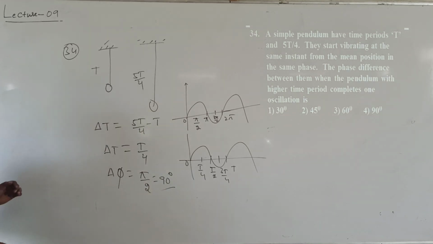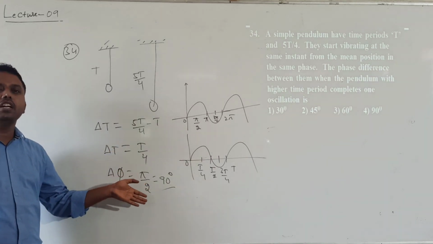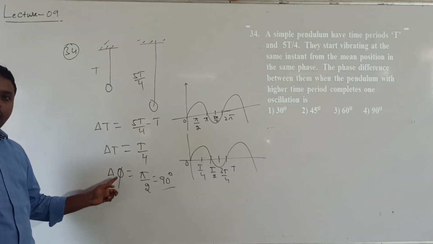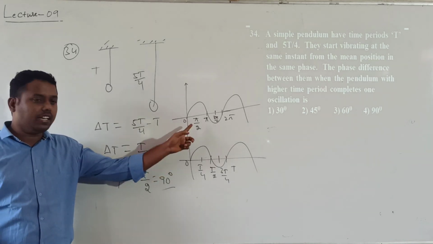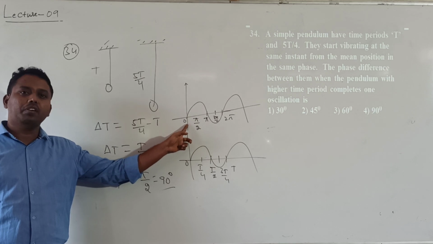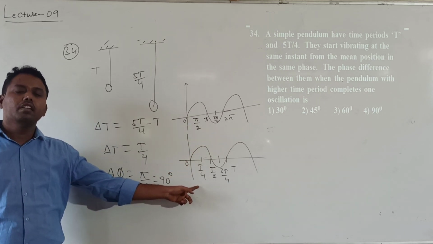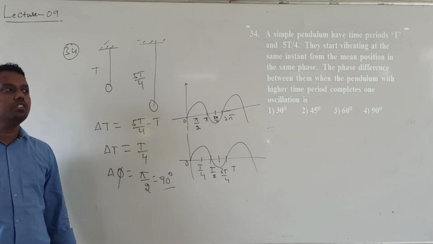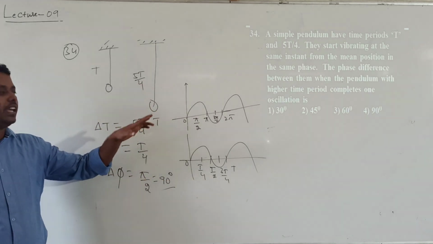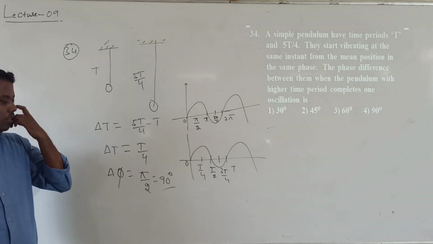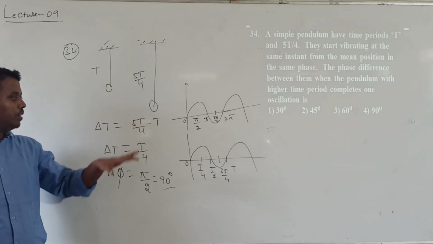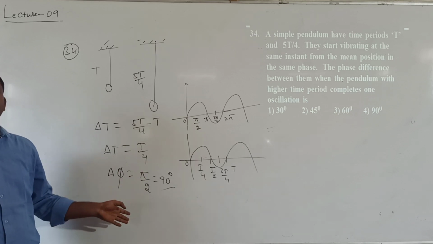Question clear? You can calculate in terms of phase difference or time difference, but directly also you can tell. For the phase difference pi by 2, the time difference value is T/4. Or the phase difference is equal to 2 pi by T into time difference. Even that formula you can use.